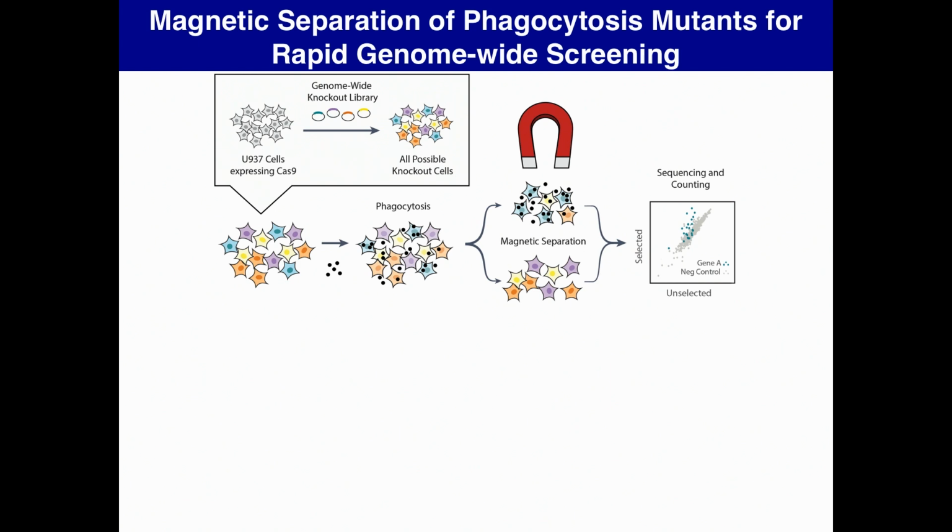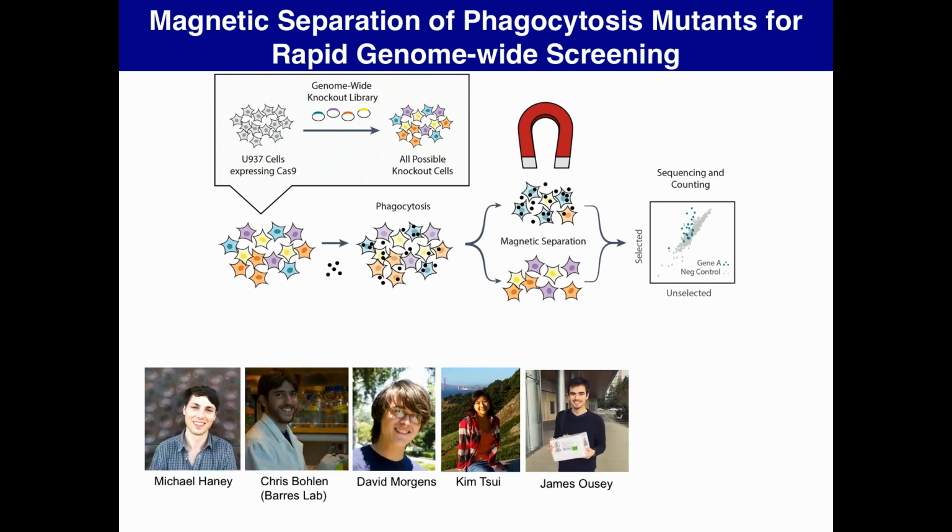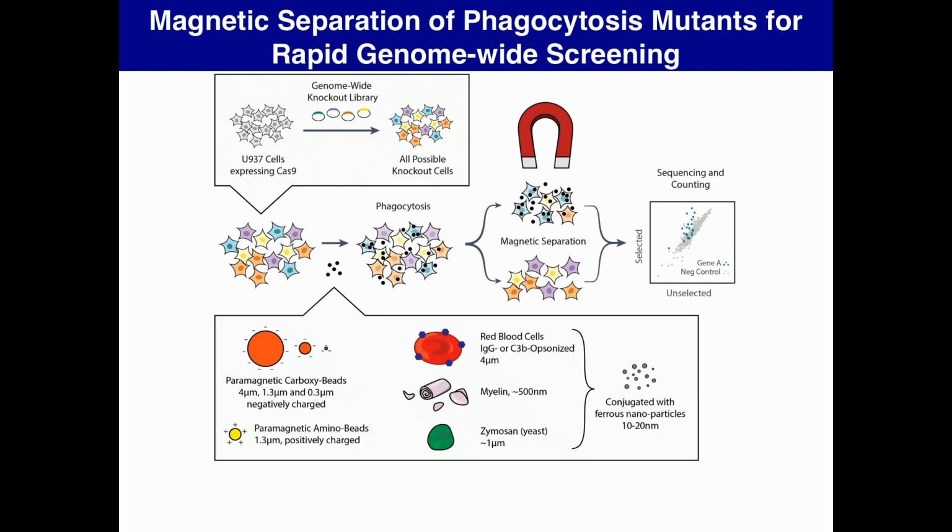And I should mention, this is a screen which can be done in about half an hour, as opposed to normal growth screens, which of course take several weeks sometimes. And this is the work of Michael Haney, who's just a fantastic grad student in the lab, and it was a wonderful collaboration with Chris Boleyn, who was a postdoc in Ben Barris's lab. And they got help from David, Kim, and James, and a number of others.